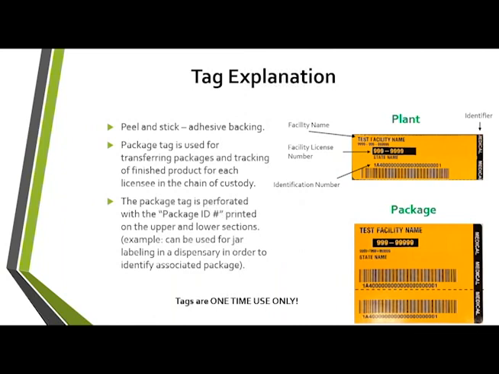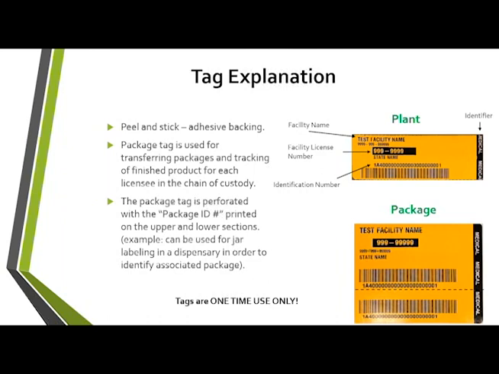Tag explanation. So two types of tags, like I mentioned. We have the plant tags, which are 45 cents. The package tags are 25 cents. The reason for the higher cost of the plant tags is that they are UV resistant, water resistant, and just in general more durable than the package tags, strictly because of the conditions that they are under throughout the life cycle of the plants.